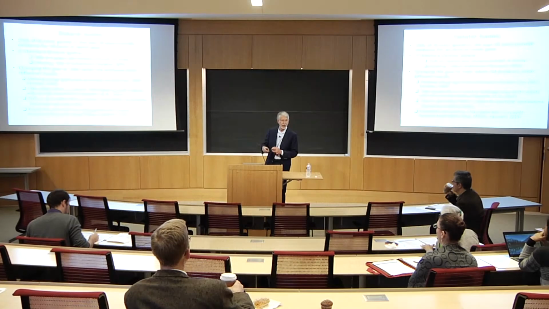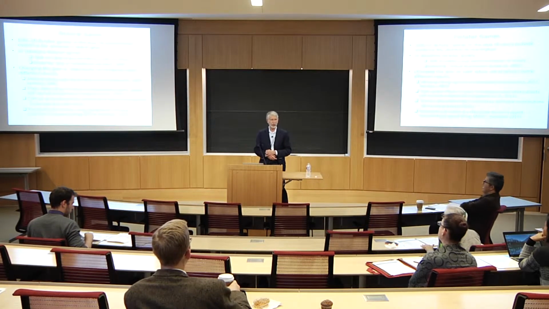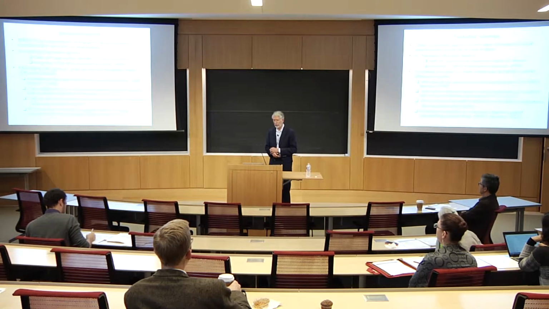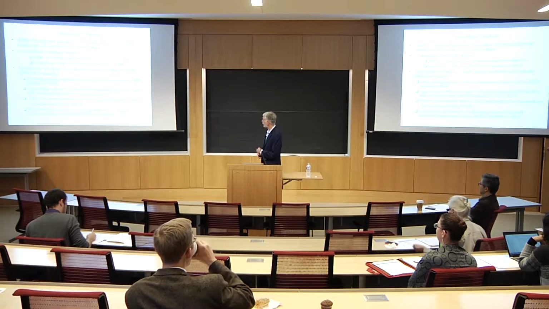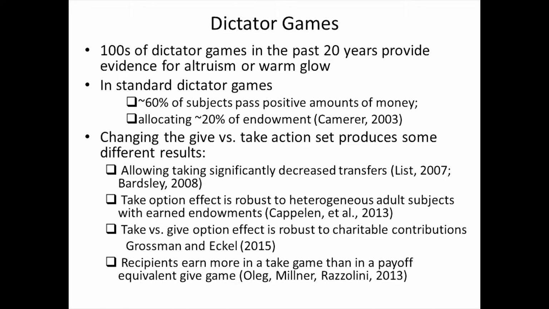The paper I'm going to present today is an experiment with small children between 3 and 7, and their patterns of behavior look like those of adults. And it's been found robust to charitable contributions. And then we know that recipients earn more in take games than in payoff equivalent give games, and the payoff equivalent is an essential part of that.